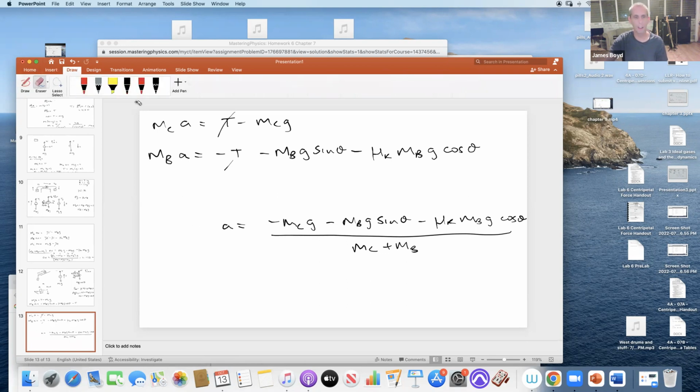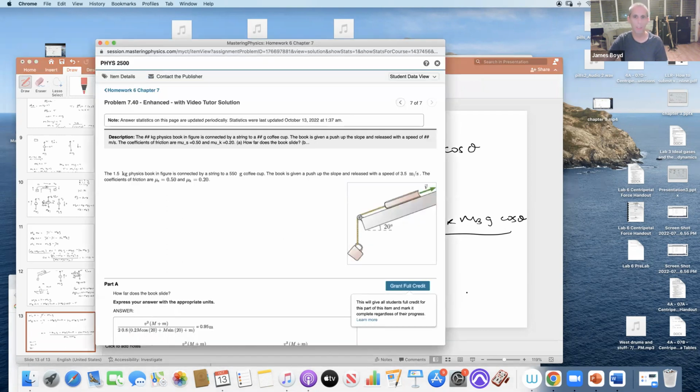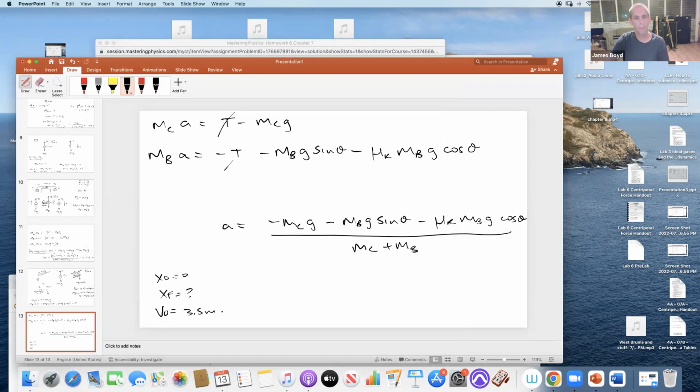Once we have that, we know that x initial is 0, x final is what we want. V initial was given, for me it was 3.5. And v final will be 0. We want to know how far it slid. So we need to find a. We don't know T, and we don't need T. So to find that, we're going to use v final squared minus v initial squared is 2a times x final minus x initial. But we got to find a first.